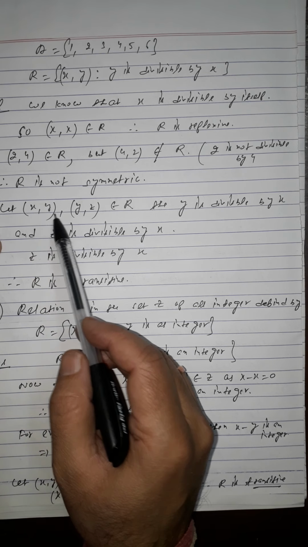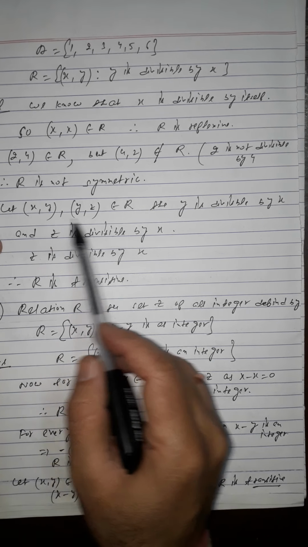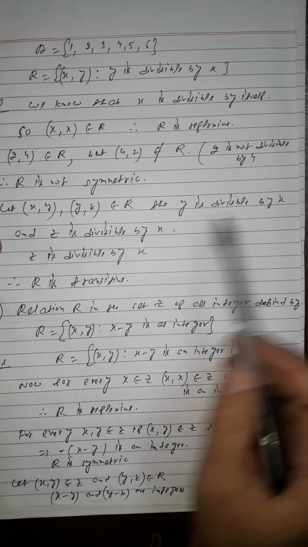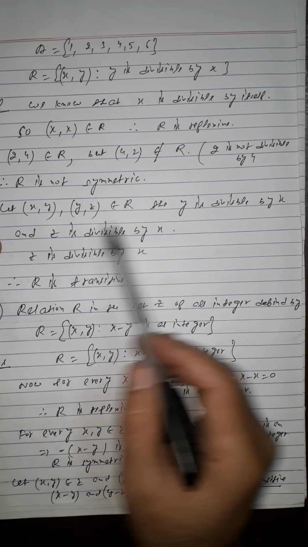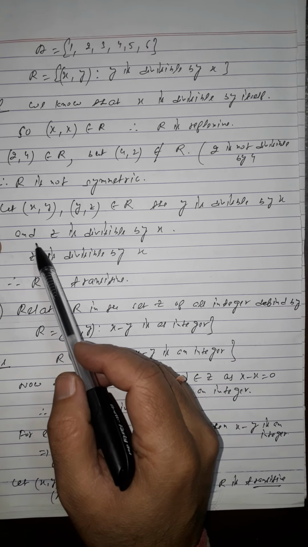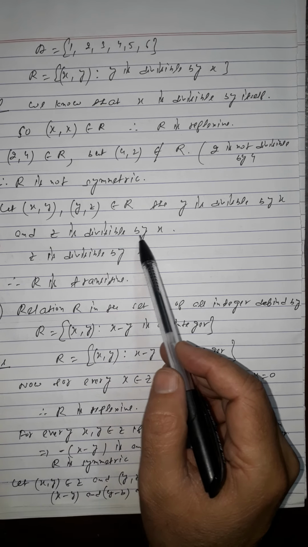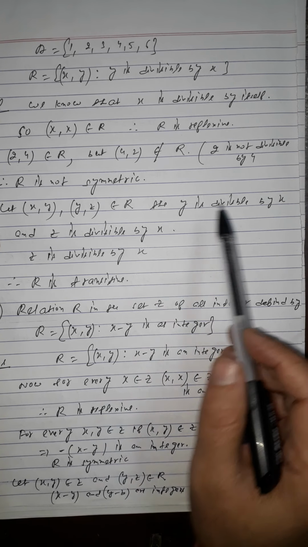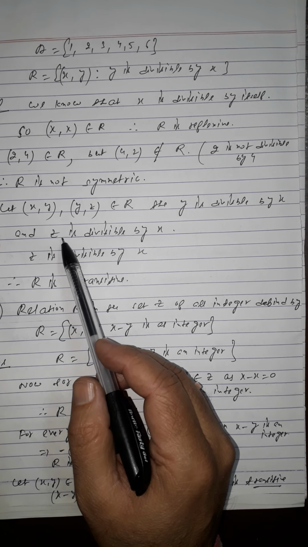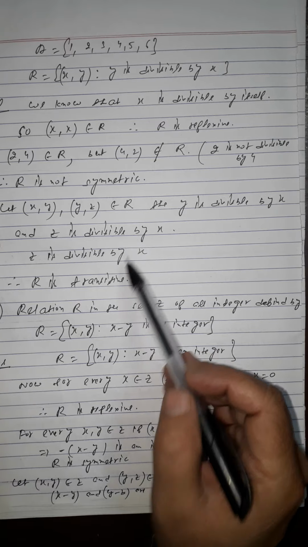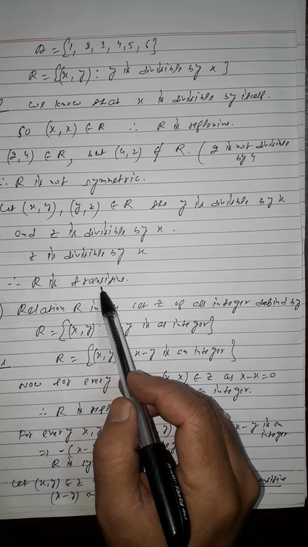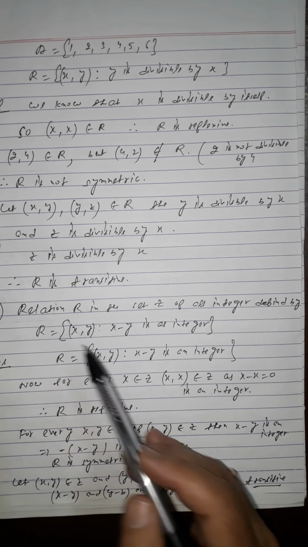Third, let (x, y), (y, z), with the definition, students, belong to R. Then y is divisible by x and z is divisible by y. Therefore z is divisible by x. Therefore what you can say, students, is that R is transitive. So this is your third question.